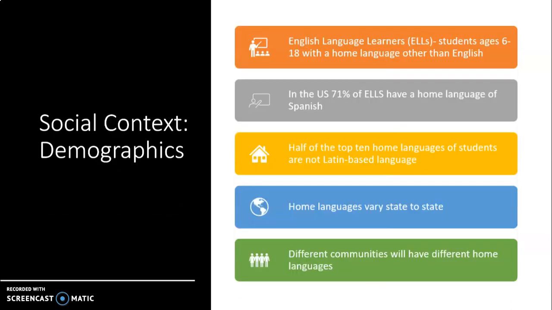First, to gain a little bit of social context about English language learners. English language learners in the context of this text are defined as students ages 6 to 18 with a home language other than English. In the US, 71% of ELLs have a home language of Spanish. Half of the top 10 home languages of students are not Latin-based languages. This can make it more difficult to transfer some home language skills to the learning of English, although, as you will hear later, these students do have some prior knowledge that we can build on when developing English skills.